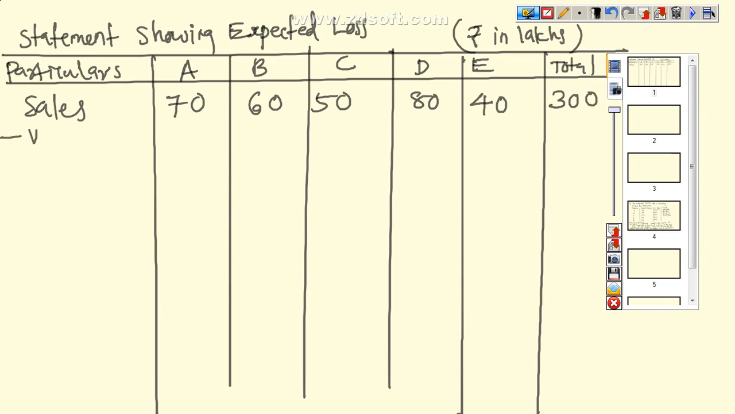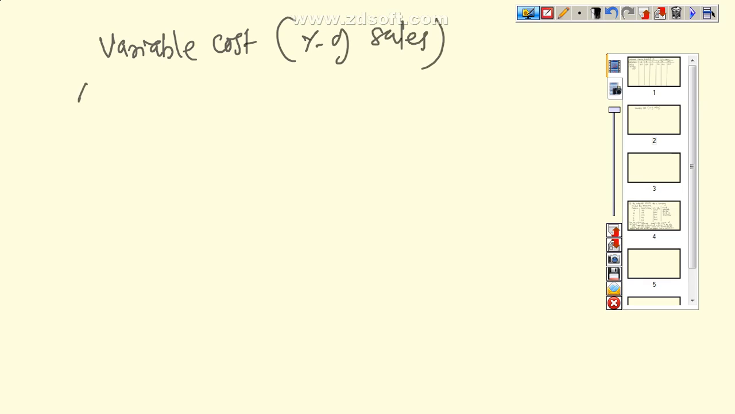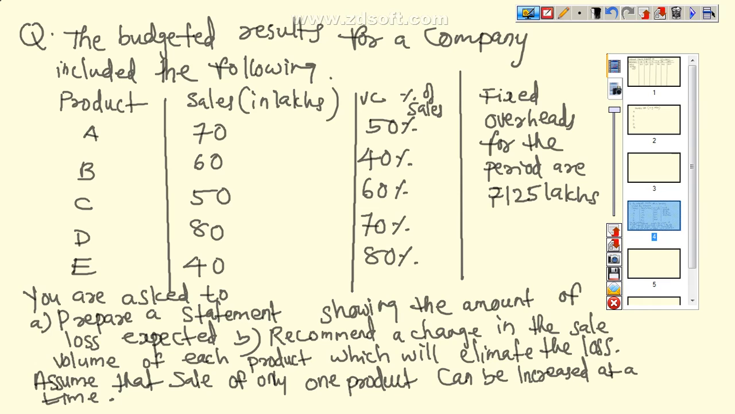Now we have to deduct variable cost. Variable cost as a percentage of sale is given: 50%, 40%, 60%, 70%, 80%. So we have to make a working note. Calculation of variable cost. Variable cost as percentage of sales are given in the question for A, B, C, D and E. Percentage of sale: 50, 40, 60, 70, 80.